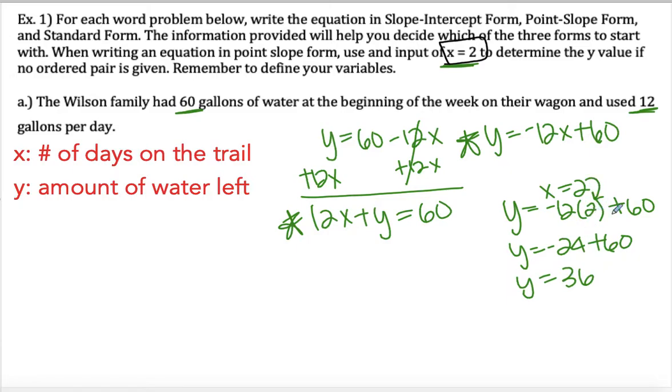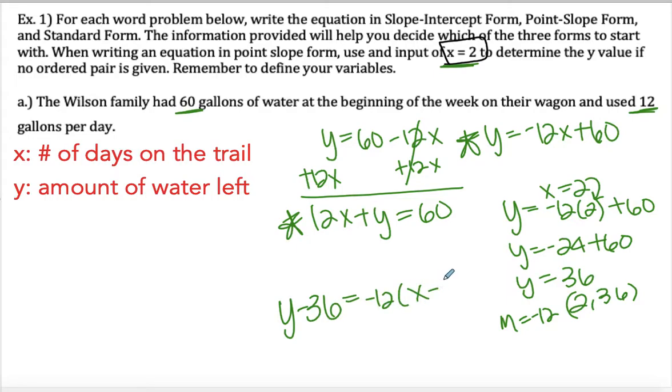Again, we plugged that in for x here. We now have our ordered pair of (2, 36). And our slope, remember, was negative 12. And so we can write our equation now for point-slope: y minus 36 equals negative 12 times x minus 2. And so now I have three formats: slope-intercept, standard form, and point-slope.